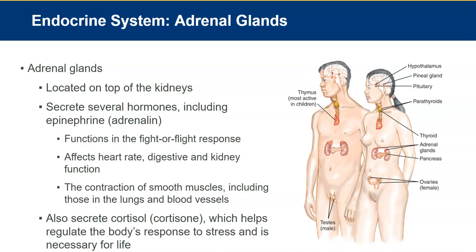When it hits the bloodstream, it will increase heart rate, it will constrict peripheral blood vessels, raising blood pressure, and it's going to stop and slow down digestive and kidney functions, stop the movement of food and waste through the intestines, and that's in preparation for that fight or flight. The other thing the adrenal glands do is secrete cortisol, which helps regulate the body's response to stress.